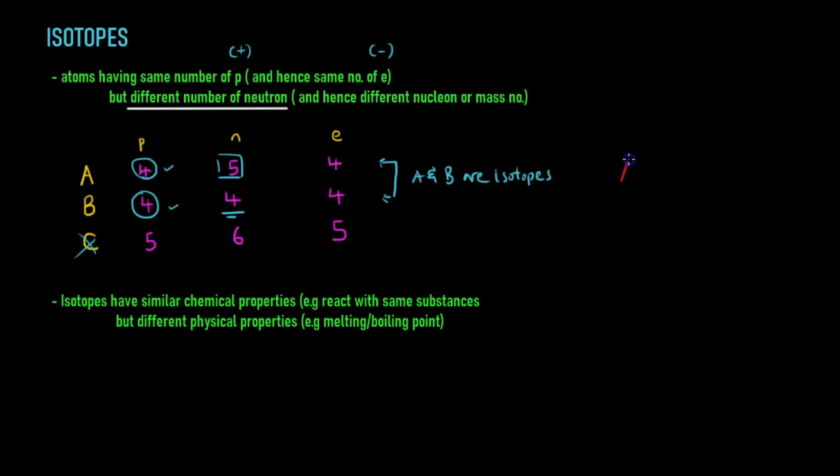Let me just write it for you. A, this is B, right? In terms of chemical symbol. So A has, proton number is always below. So A has 4, B also has 4. Correct? The mass number for A is 4 plus 5, which is 9. Because remember, nucleon or mass number on top is number of neutron plus number of proton. Whereas for B, it's 4 plus 4.